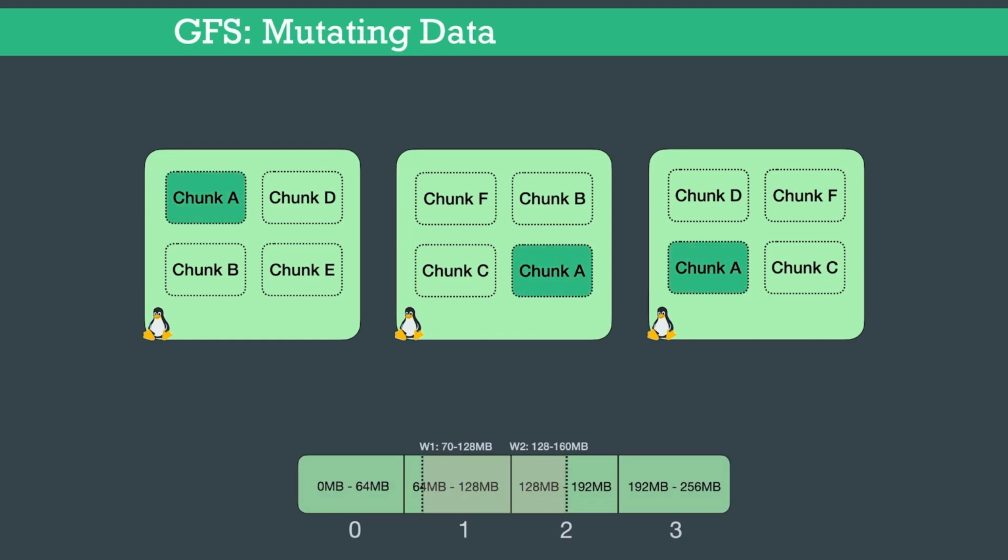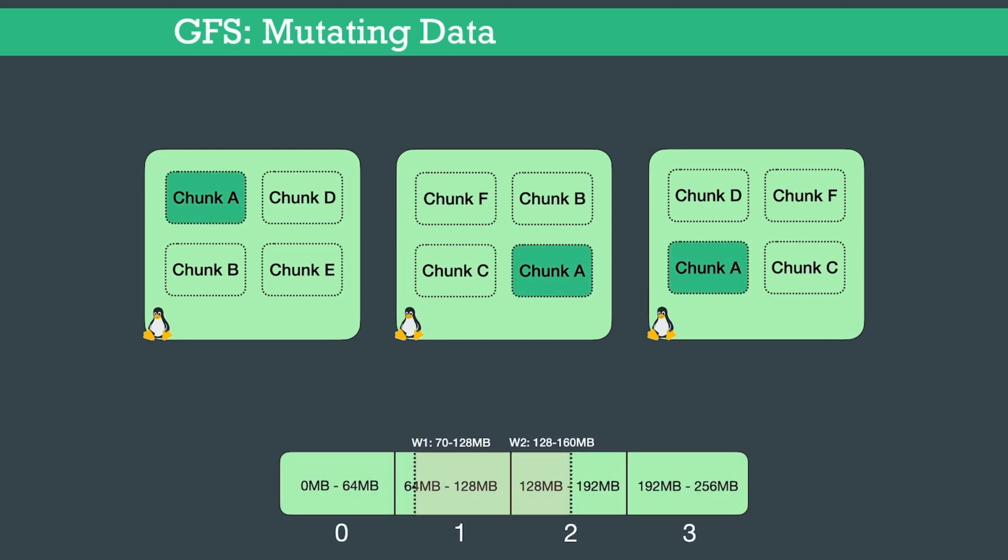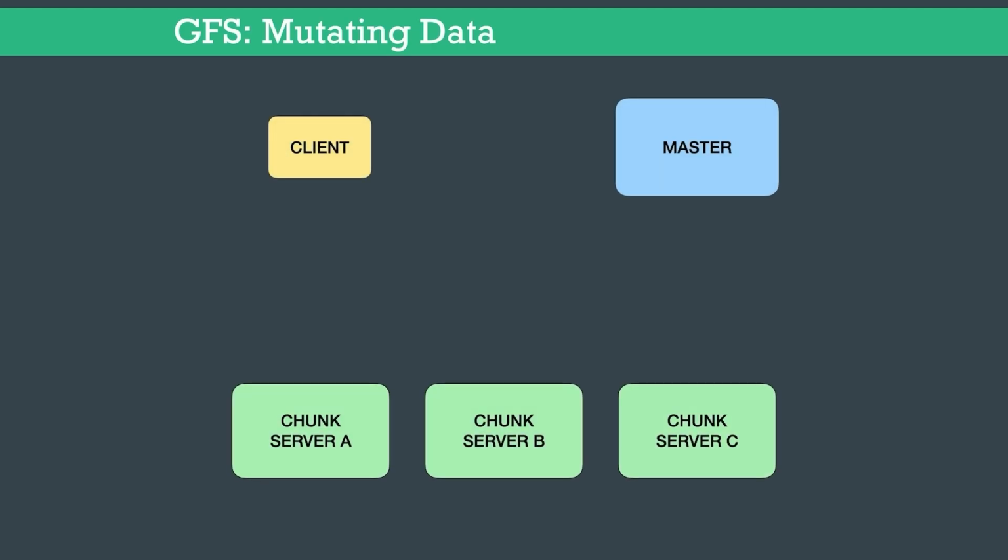If a client wants to mutate part of data that spans across multiple chunks or across a chunk boundary, it breaks it down into multiple smaller operations such that each one fits in a single chunk, similar to reads. We could implement mutations naively as follows. Client asks the master, "Hey, where should I store this data?" Master replies, store it on chunk servers A, B, and C.